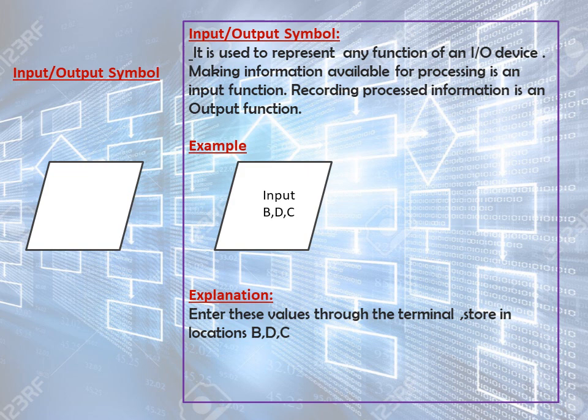Recording processed information is an output function. So when the processing takes place on input, we get the output. To display the output, again we have to use this same symbol. Example: input B, D, C. These three variables we are taking from the user. Enter these values through the terminal, stored in locations B, D, C. So this is the input symbol. Now, when you want to display the output in this symbol, you write print B, print D, print C. Whatever you want to print, we can write in this symbol. So this is the input output symbol.